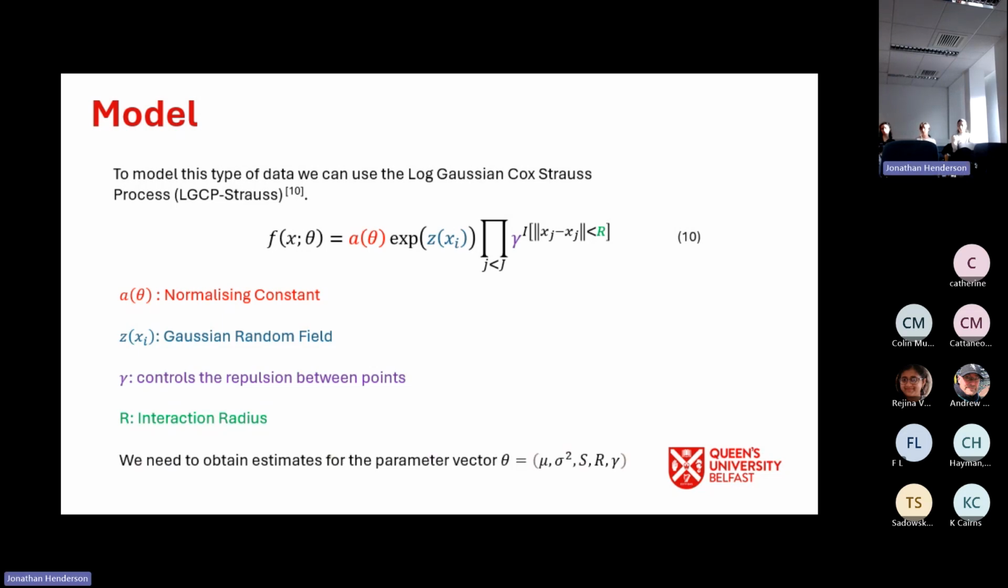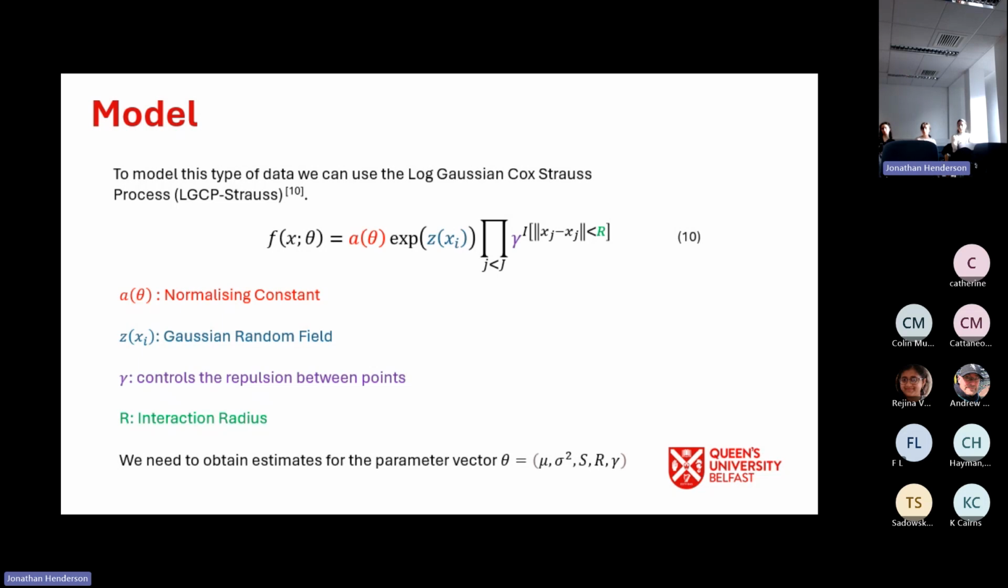So what we want to obtain is parameter estimates theta. So our mu, our sigma squared, and our S are parameters from our Gaussian random field. And then we also want to obtain parameters for our Strauss process, R and gamma. The issue is that, unlike other densities in the literature, the likelihood isn't expressible in closed form, which means that we can't use pseudo likelihood or likelihood based inferences. We have to do an approximate Bayesian computation algorithm instead.